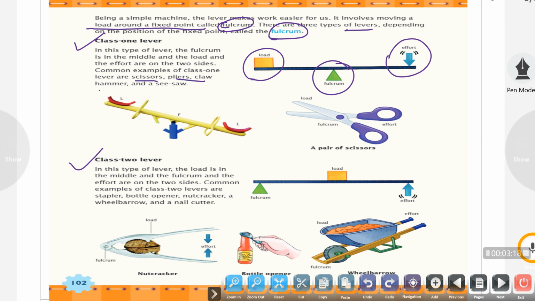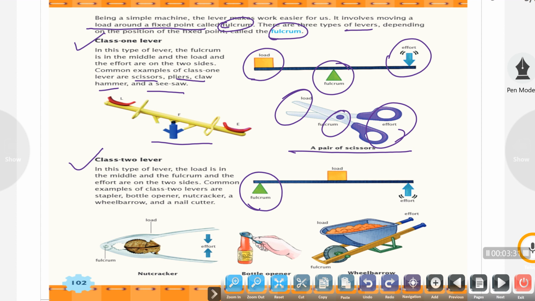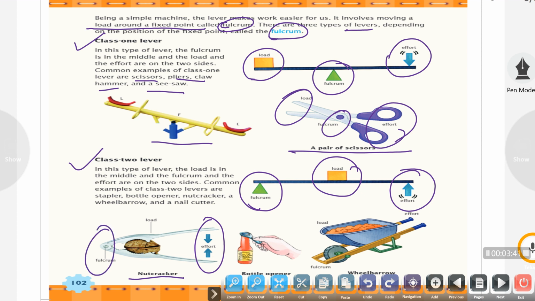Examples are scissor, plier, claw hammer and a seesaw. We can see in these pictures. Here is fulcrum, here is load and here effort. In class 2 lever, fulcrum is at one end, load is at middle and effort is at second end. For example, in nutcracker, here we apply effort, here is the fulcrum and load is in middle. Also in bottle opener and wheelbarrow.